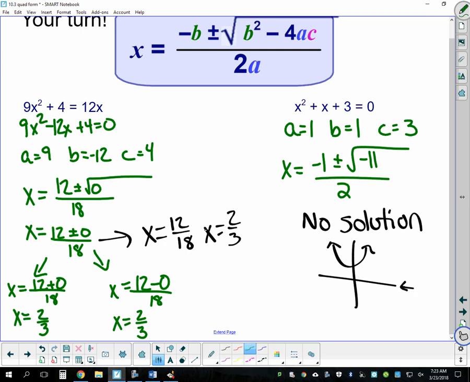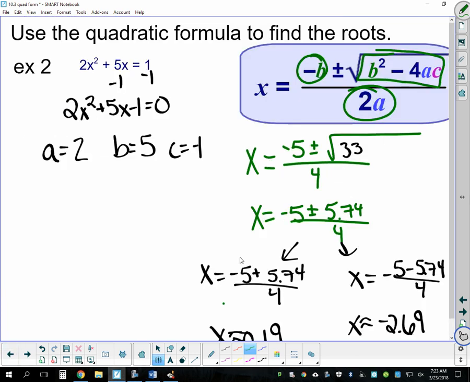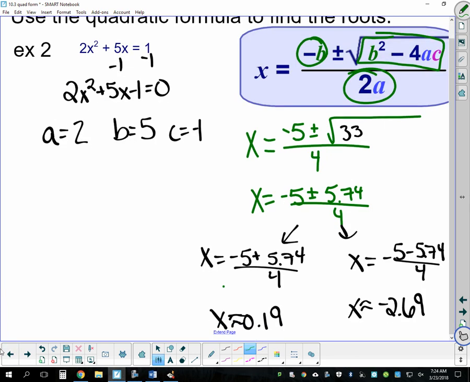Whereas this one would only cross it once, which means that's the vertex. It would touch it just one time. Okay, and those are all possible. You could get no solution, one solution, or 2 solutions like we got there.